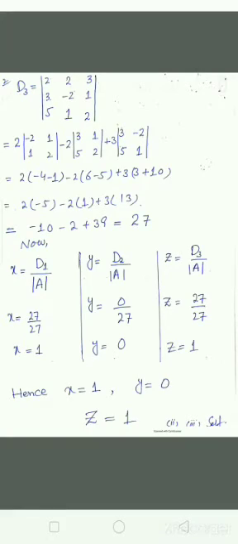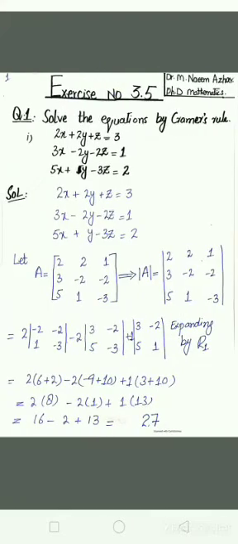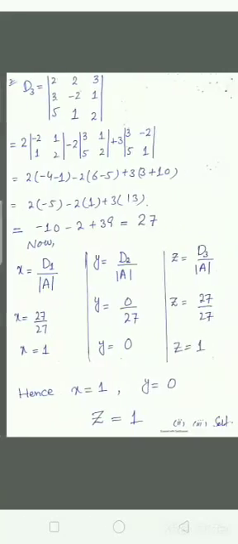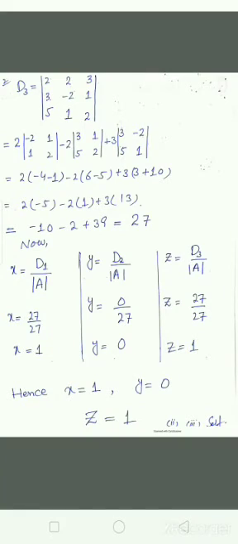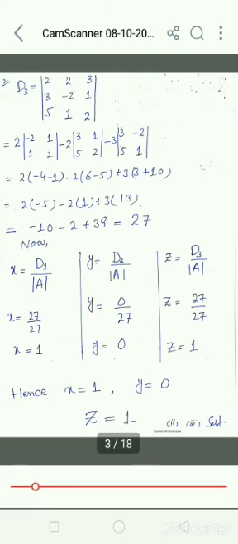Now we will find the next determinant which is D3. The determinant D3 will obviously be obtained by replacing the third column of matrix A, that is 1, minus 2, minus 3, with the column of coefficients on the right side which is 3, 1, 2, and we will get the matrix 2, 2, 3; 3, minus 2, 1; and 5, 1, 2. And now we have to find the determinant of this matrix. We will expand this matrix again from the first row, and after the similar steps we will get the value 27.